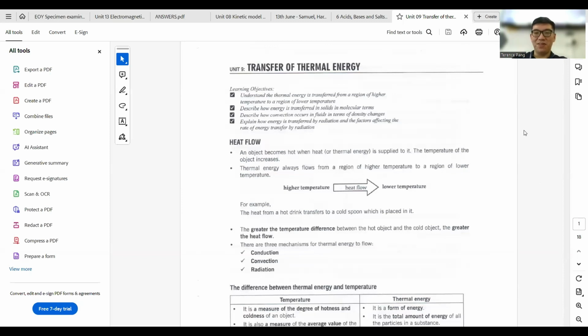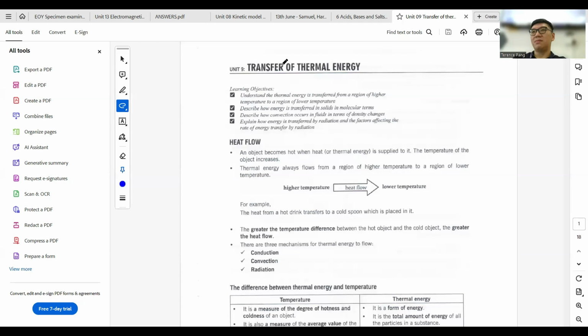Thermal energy transfer in 10 minutes? Harold, Samuel, Ishva, are you there? Are you ready? Okay.